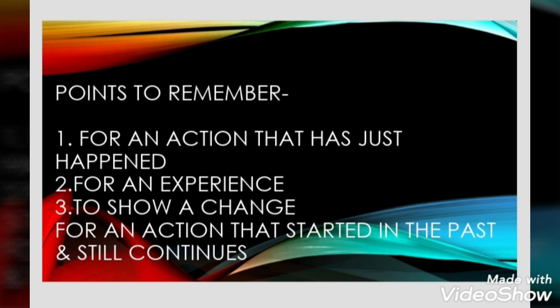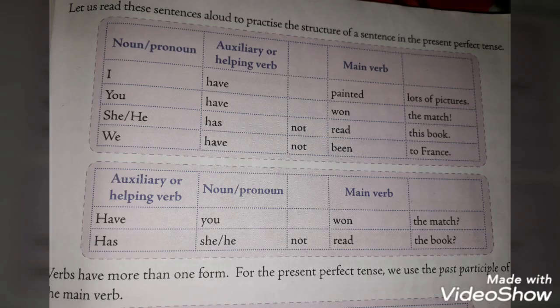Students, now see page number 63. Let us read these sentences aloud to practice the structure of sentences in the present perfect tense. I have painted lots of pictures. Here, I is the pronoun, have is the helping verb, painted is the main verb, lots of pictures. Second, you have won the match. You is the pronoun, have is the helping verb, won is the main verb, the match. You have won the match.